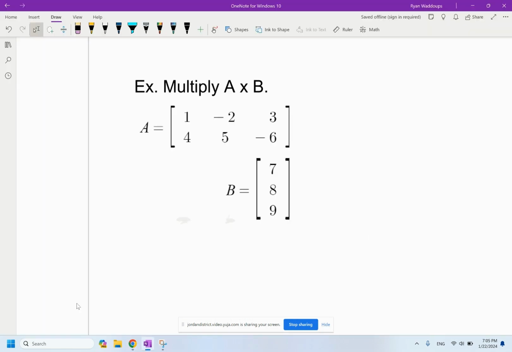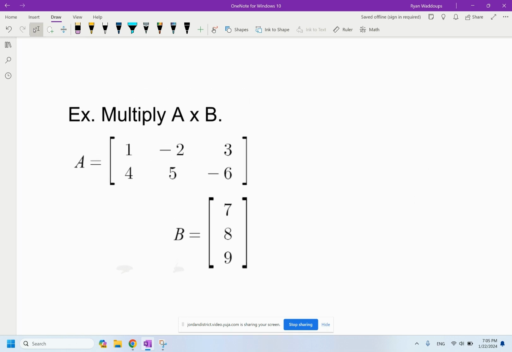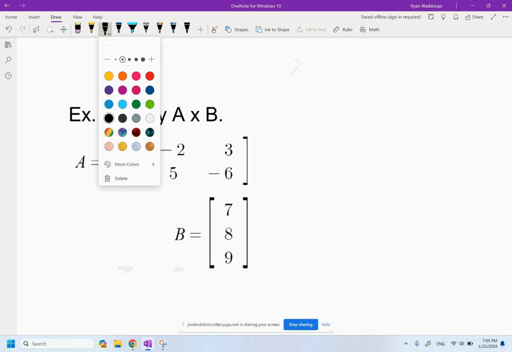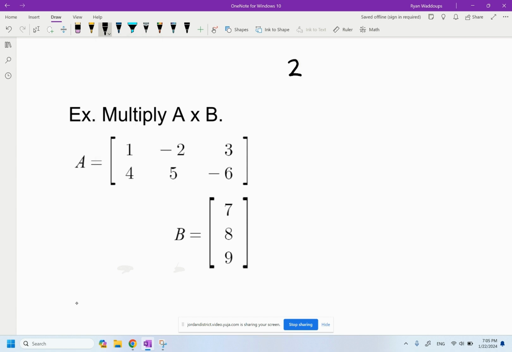Hi, welcome. In this little video, we're going to talk about how to multiply matrices. But let me first say that you can only multiply matrices under certain conditions. Let's say we have a 2 by 3 matrix, and we were multiplying that by a 3 by 4 matrix.